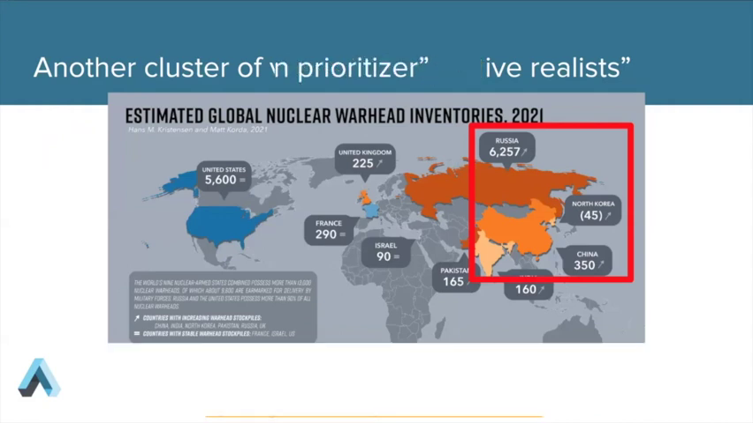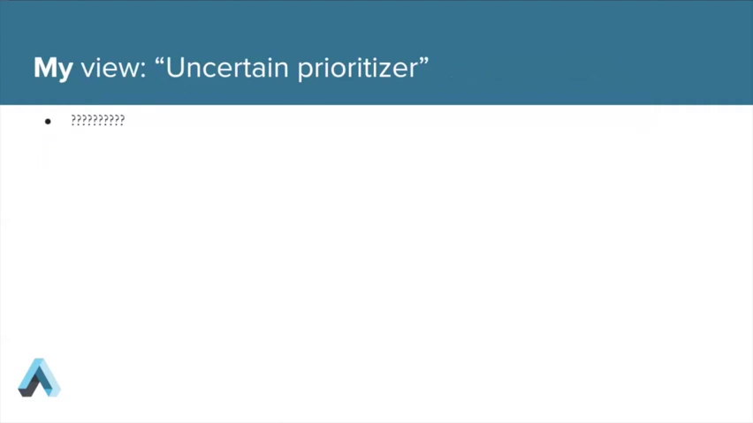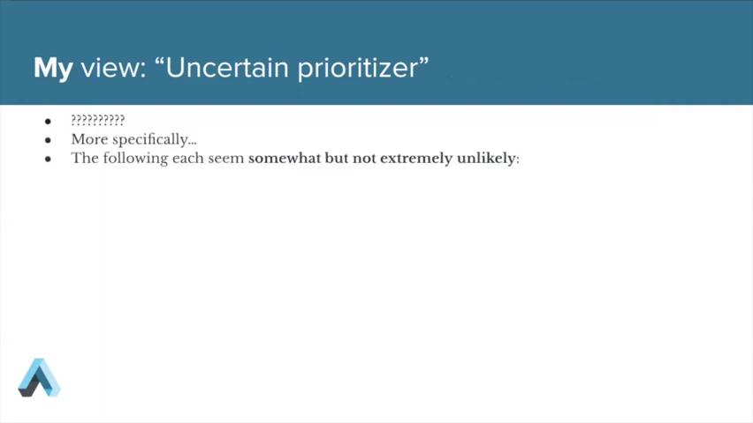So then finally we get to my perspective, which I'd call an uncertain prioritizer. So on all the above issues, my stance is basically, I really don't know. I'm very confused. It's all very complicated and very big. More specifically, I think the following points each seem unlikely, but not extremely unlikely over the coming decades. And also, it's really nice to know how likely they are.